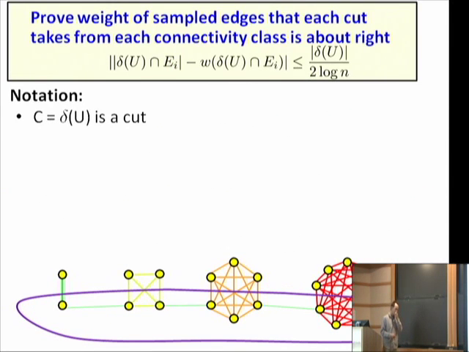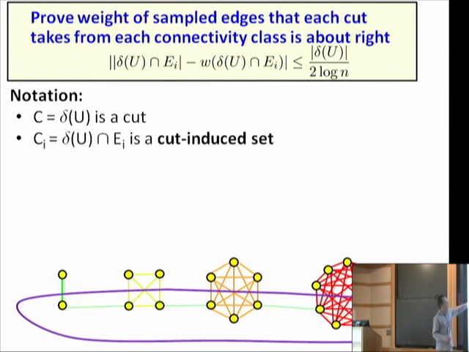Okay, so let me now define some notation. Suppose I have a cut C. I want to let C sub I denote this intersection of the cut C with the connectivity class E I, and I'm going to call this a cut-induced set. So this single edge here is a cut-induced set. These four edges here are a cut-induced set, and so on.